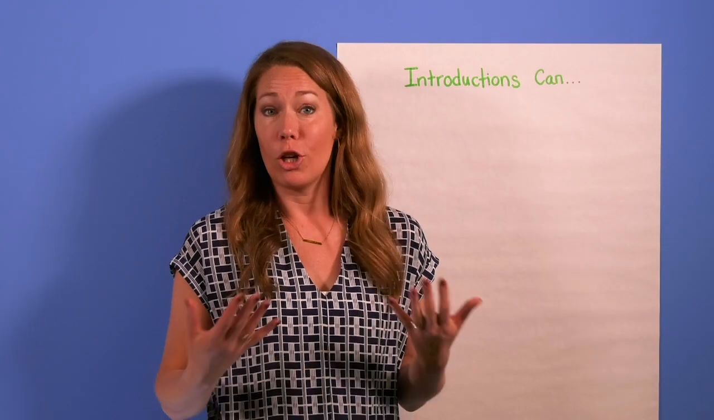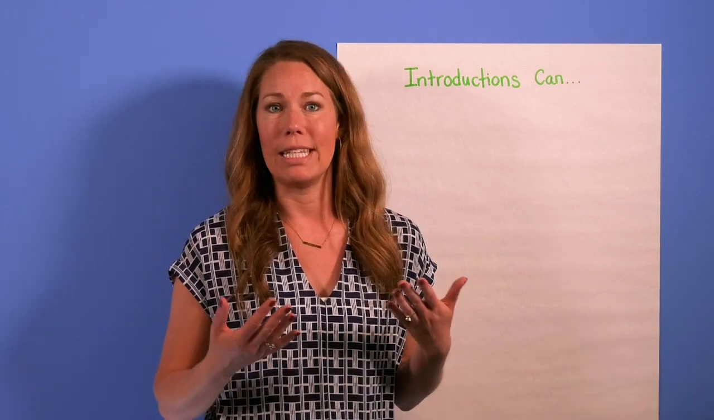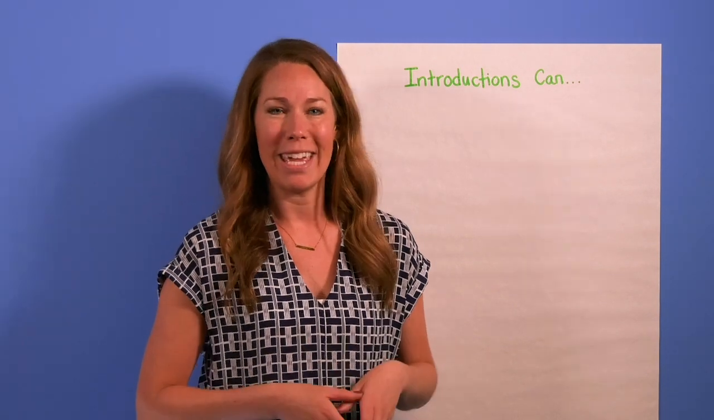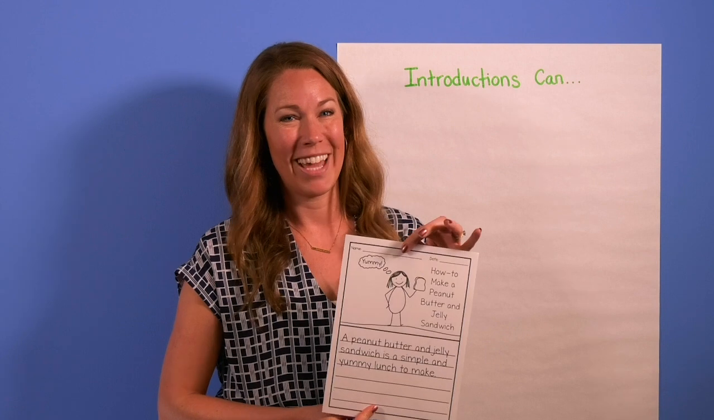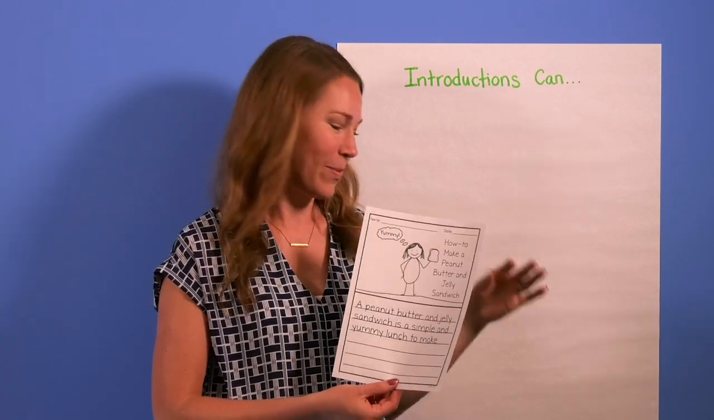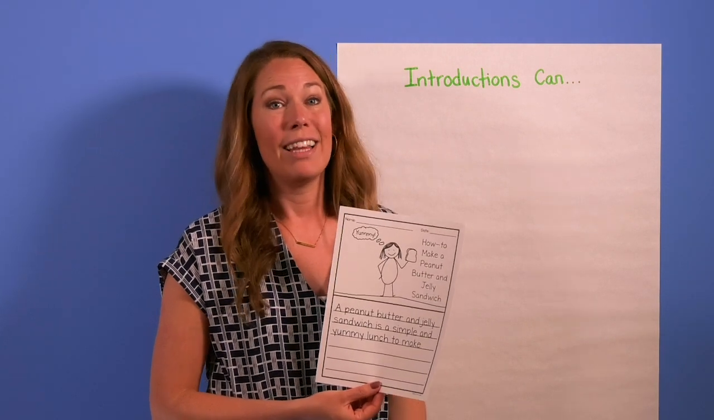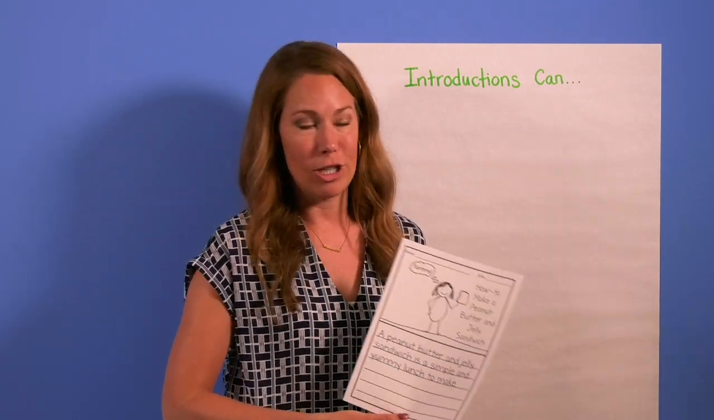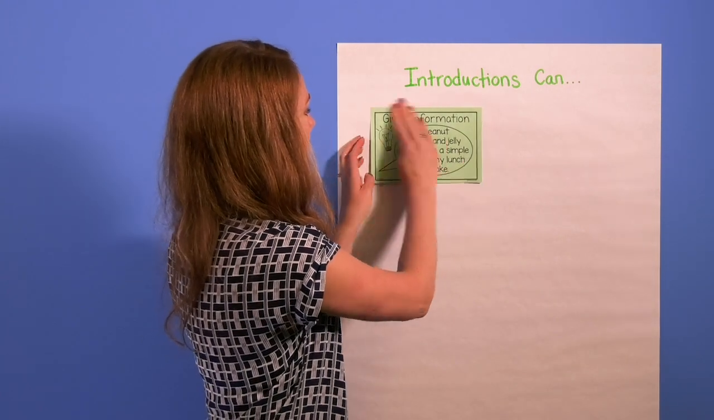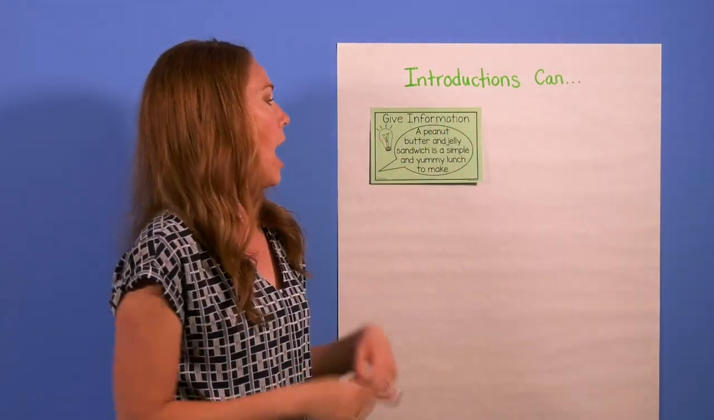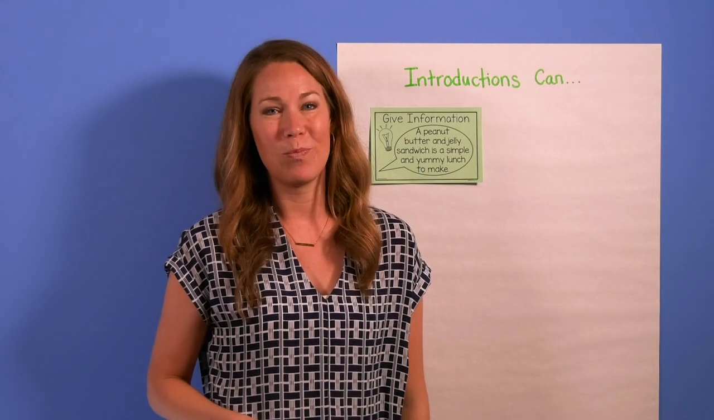My introduction could sound like this. A peanut butter and jelly sandwich is a simple and yummy lunch to make. I actually wrote that out. I tried it out. That type of introduction gives a reader information. Let's call that a give information type of introduction. Give information. A peanut butter and jelly sandwich is a simple and yummy lunch to make.